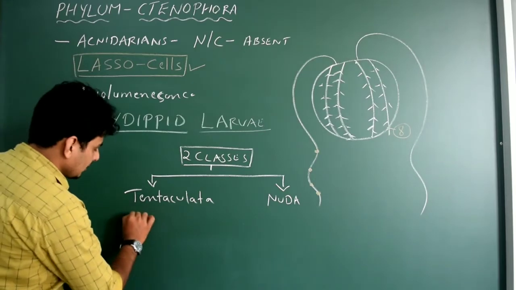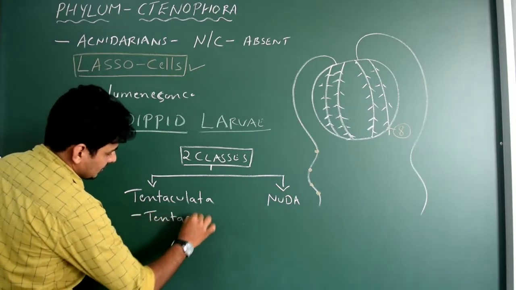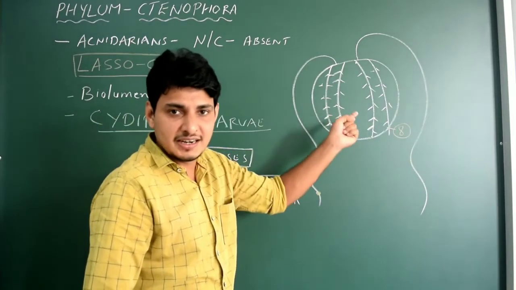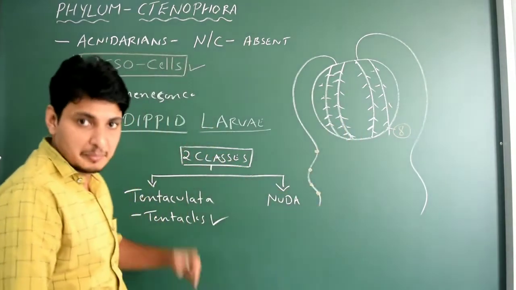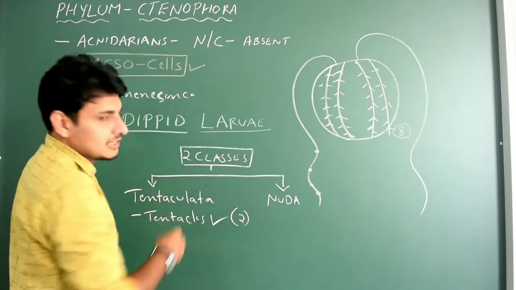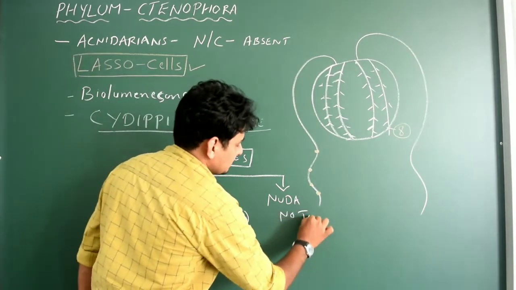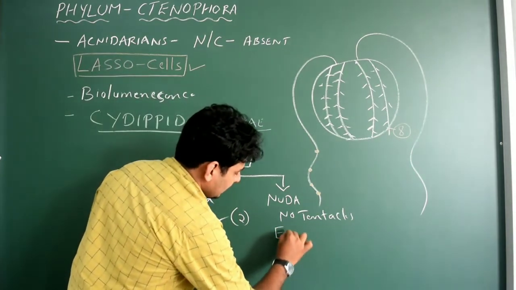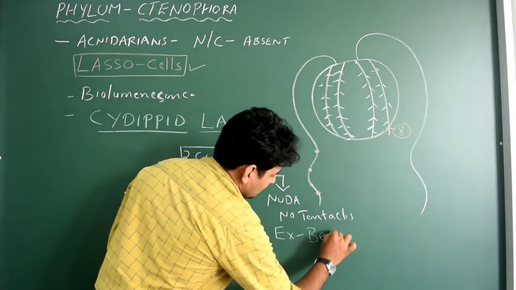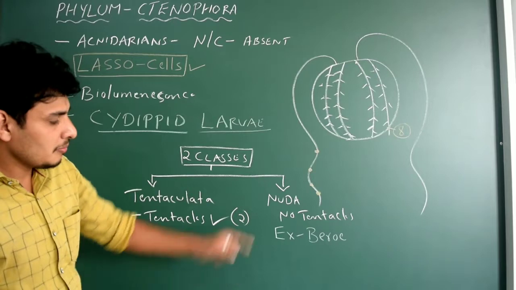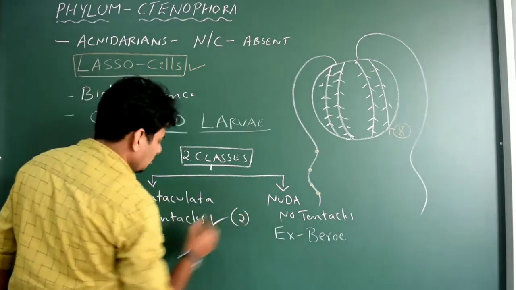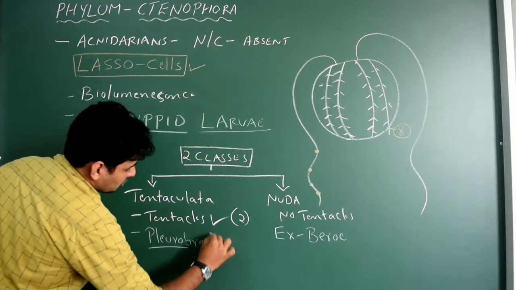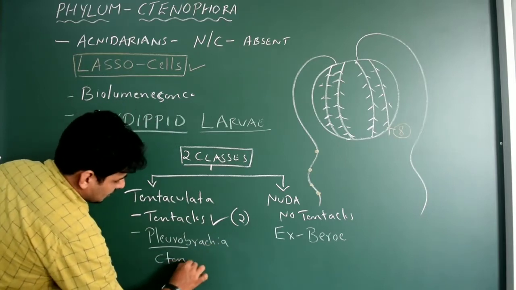That's it. So we write here tentacles are present. How many? A pair, that's it. But in the case of Coelenterata, many tentacles, correct? Not a pair, many. So here we just write a pair of tentacles, that is 2 tentacles. In this case, no tentacles. That's it. Example for this Nuda: a type of organism called Beroe. Example, Beroe belongs to the class Nuda. Here, that is the example we have already studied in our regular class, the Pleurobrachia and Ctenoplana.